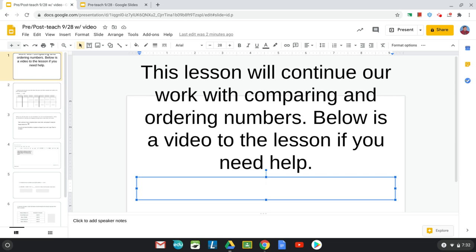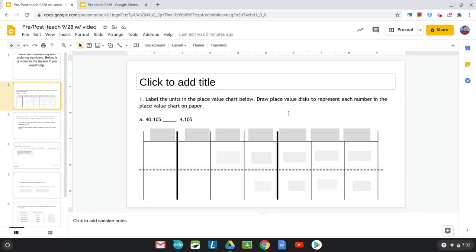All right, so this is going to be from your assessments work. So I just kind of tried to copy paste it the best I could by changing some of the numbers around. Label the units in the place value chart below. Draw a place value disk to represent each number in the place value chart on paper.